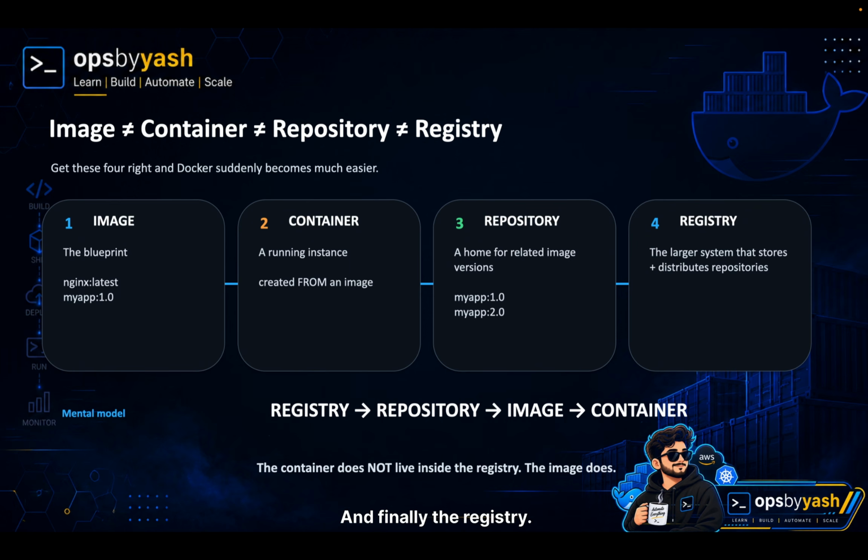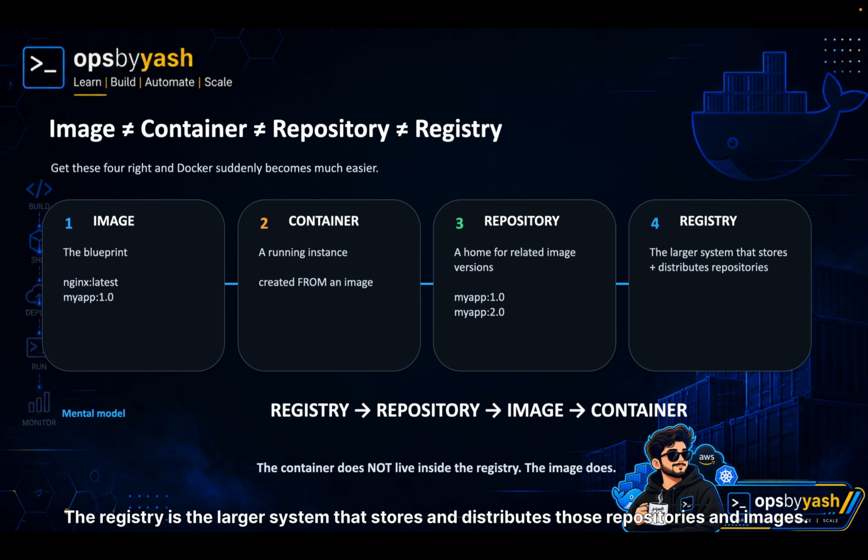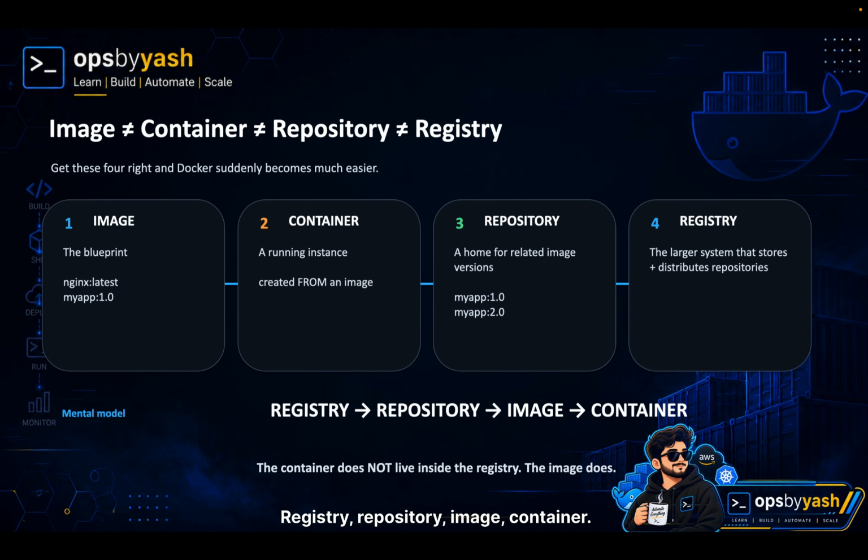And finally, the registry. The registry is the larger system that stores and distributes those repositories and images. So remember this hierarchy: registry, repository, image, container. Actually, technically, the container is created from the image, it does not live inside the registry. And that's an important distinction. The registry stores your images, your Docker host creates and runs the containers.